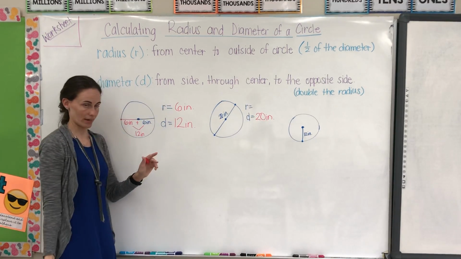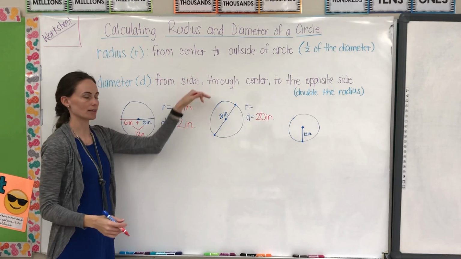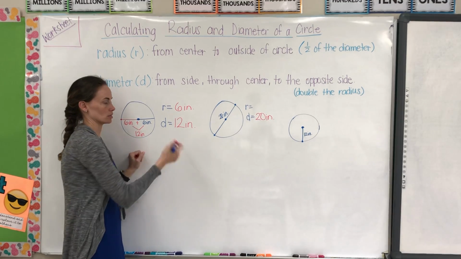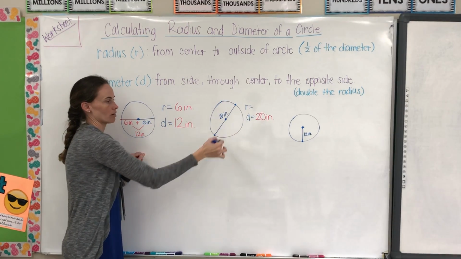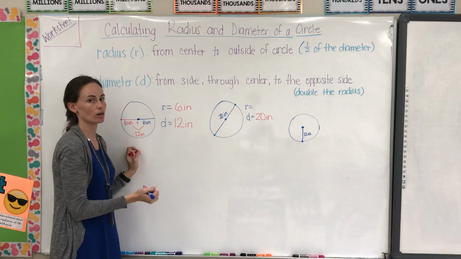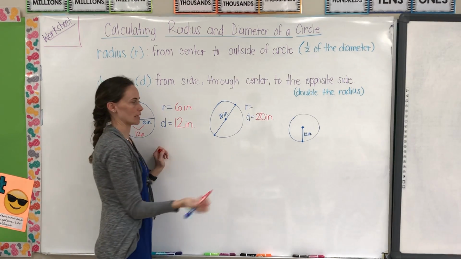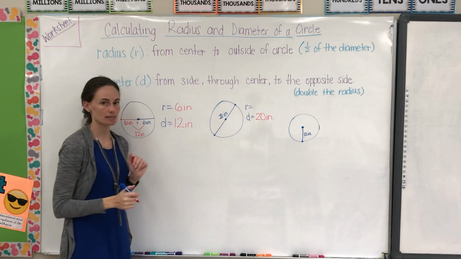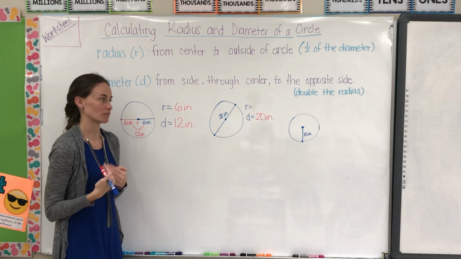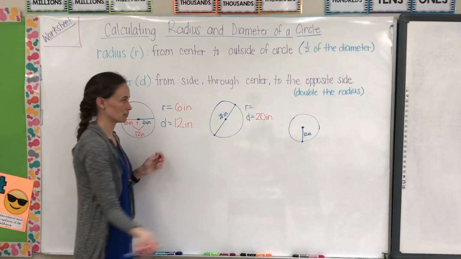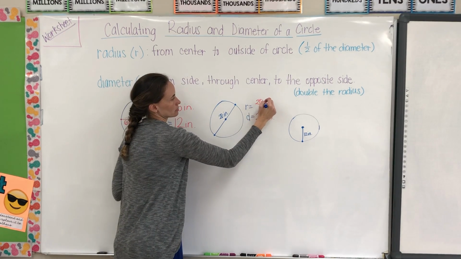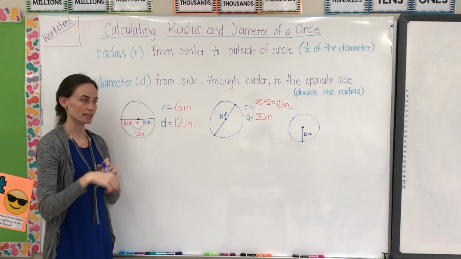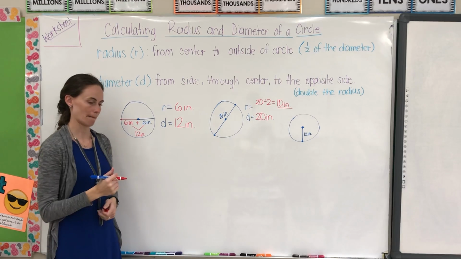Now, one quick thing, it does not matter which direction the line is going, the line segment through the circle. It's the same thing. Because remember, in a circle, all the points on the outside are an equal distance to the center of the circle. So it measures the same. So if this entire thing is 20, and we need to find the radius, which would be half of that, we would have to divide it. 20 divided by 2 would equal 10 inches. So the radius is half of the diameter, so 10.